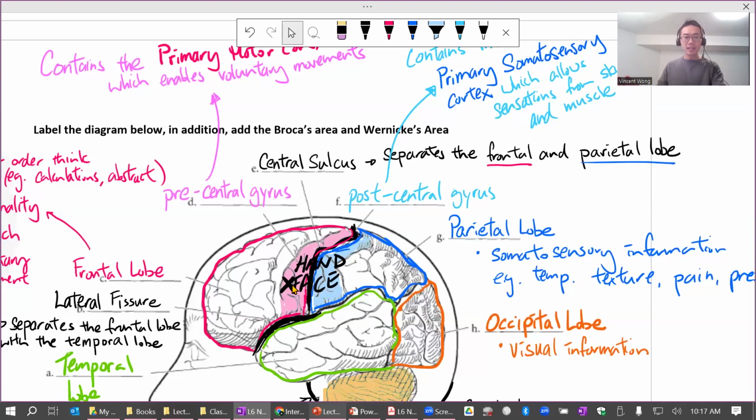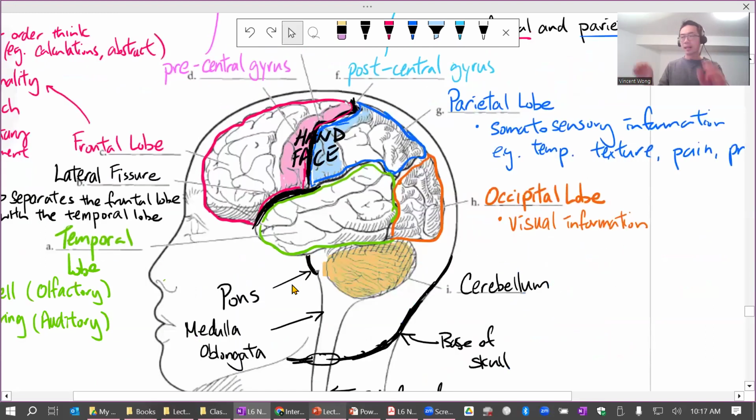On the other hand, if you damage the blue part, if the damage is right here, then you can't feel the face, but you can move the face. Okay, no feeling, but I can move it just fine. No droopy face, you can fake a smile and stuff like that. Questions?